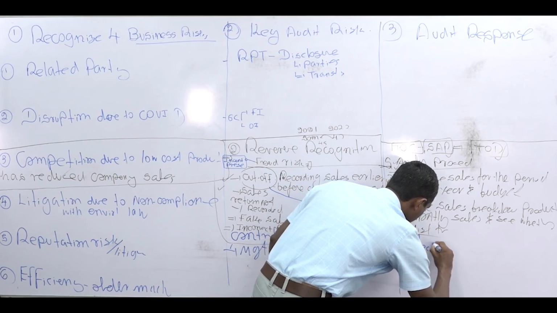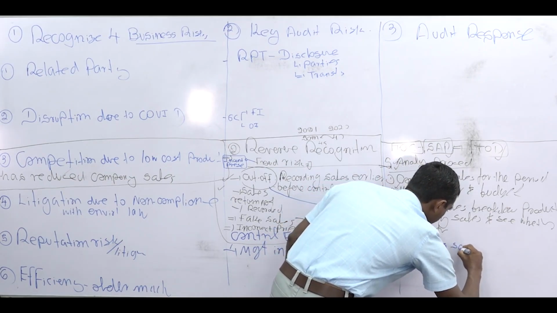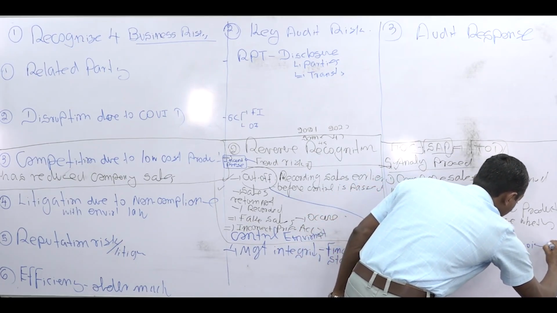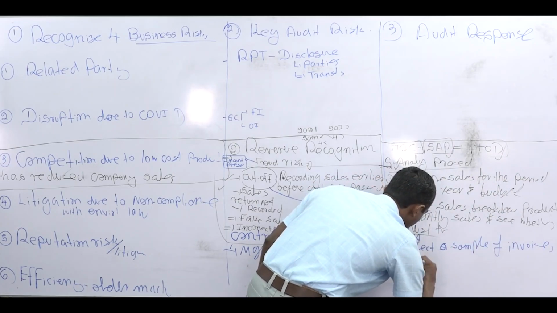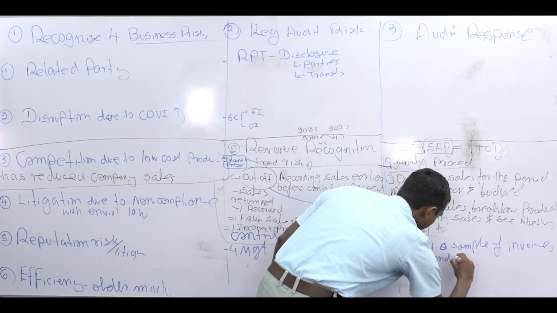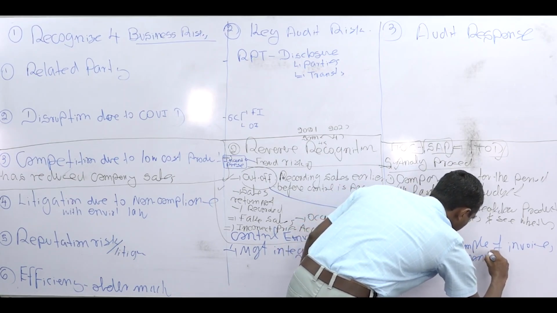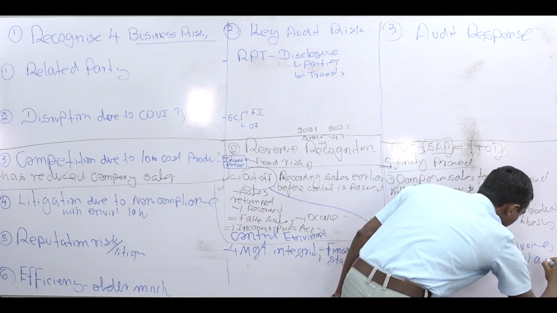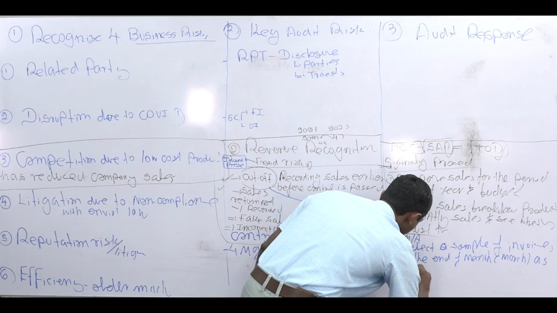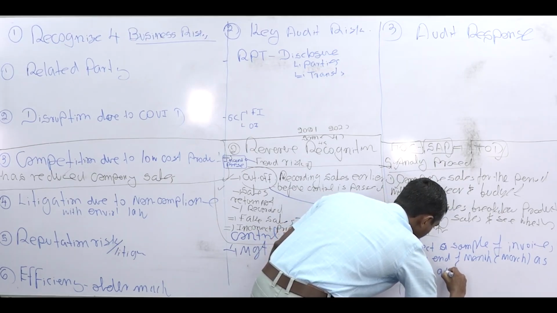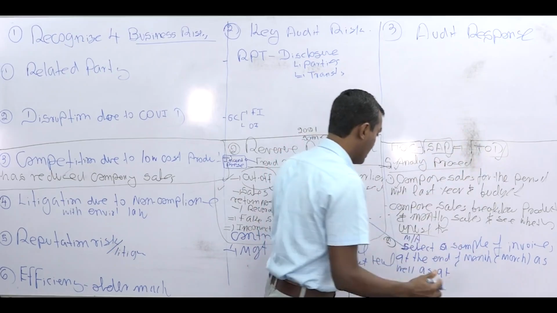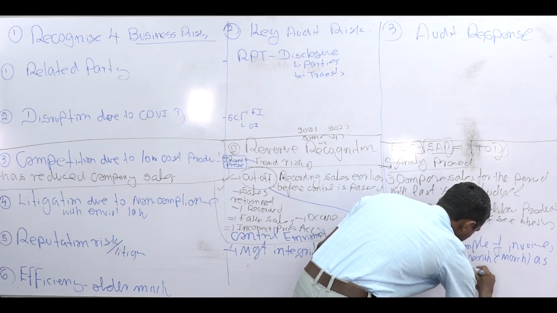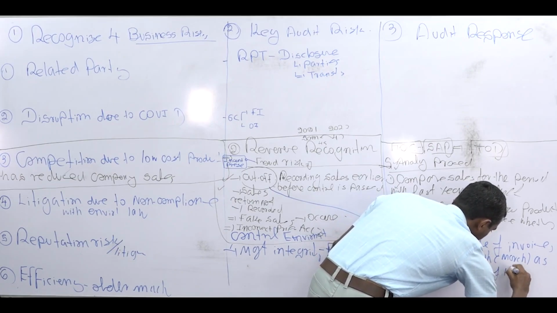Select a sample of invoices. Now it's very important to mention at the end of the month. At the end of month you can say March, month March, as well as you can also check what has happened in April, at the beginning. So that's the cutoff. You check at the end and at the beginning of the next month.